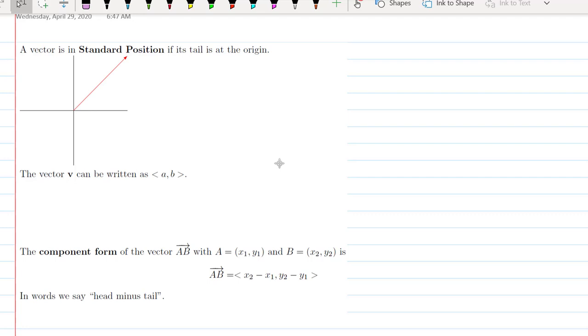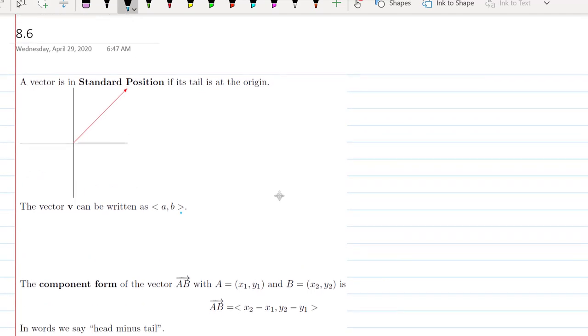So a vector is in what is called standard position if its tail is located at the origin. So we have a vector that looks like this, and the vector v can be written as <a, b>, and notice instead of using the parentheses like we do with ordered pairs, when we put the angled brackets on, it means we're talking about a vector. This notation means that the head of the vector is located at the point (a, b). So the head is going to be at (a, b).